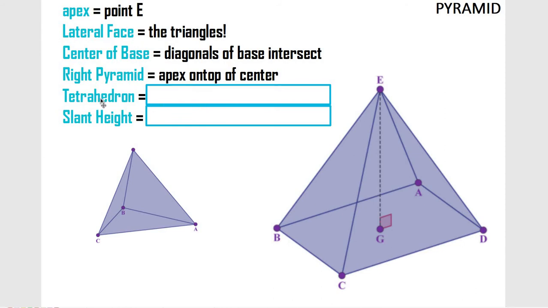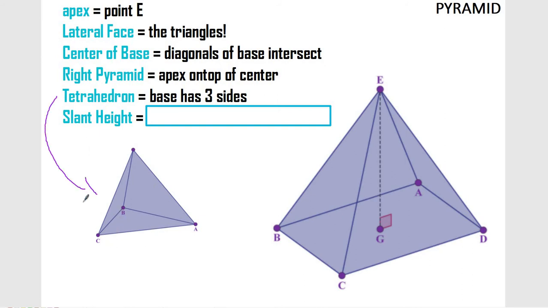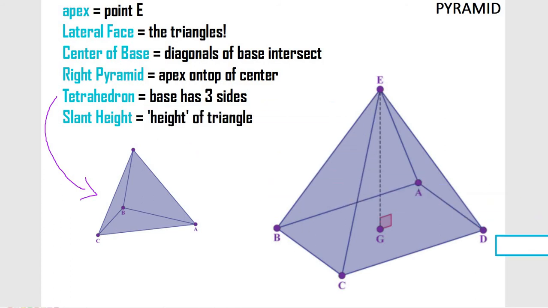All right, a tetrahedron, you'll hear that word a lot. A tetrahedron is this shape right here. Okay, the base has 3 sides. The base is a triangle. Okay, so this is a tetrahedron. All right, and the slant height would be the height of your lateral face. So the height of that triangle. Okay, so the height of BCE. Okay, so it's kind of like what the leaning side is, right? You just want to know when I say these words what they mean.